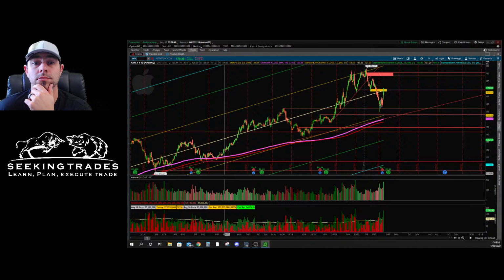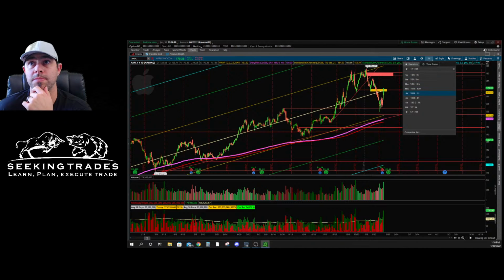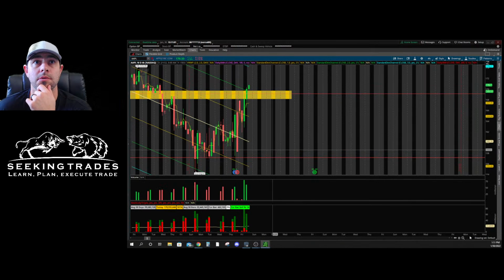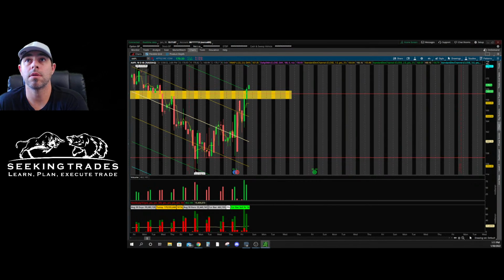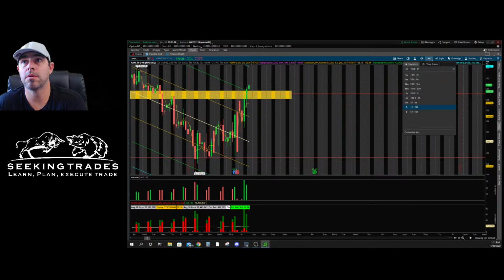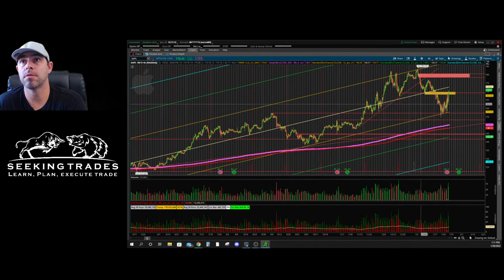Before tomorrow, you need to learn what's going to work and what's not going to work. So looking at Apple here, looking on different time frames. If I break this down, I got all kinds of drawings, but look at this.